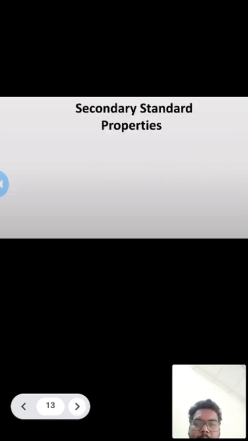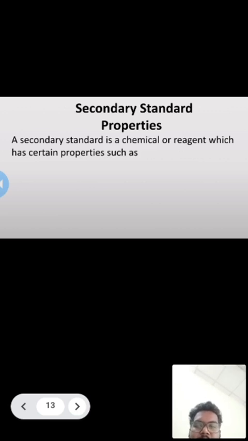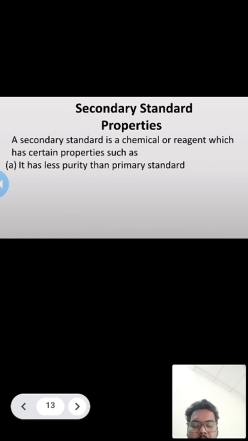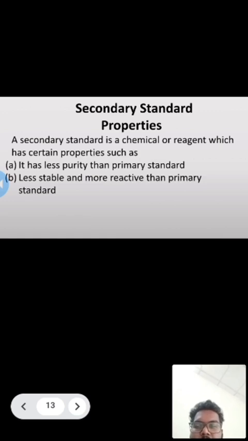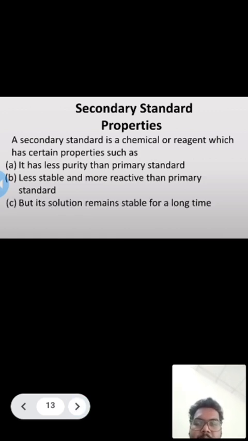Properties of secondary standards: a secondary standard is a chemical or reagent with certain properties, such as lower purity than the primary standard. It is less pure compared to primary standards, less stable and more reactive than the primary standard, but the solution remains stable for a long time once titrated against the primary standard.